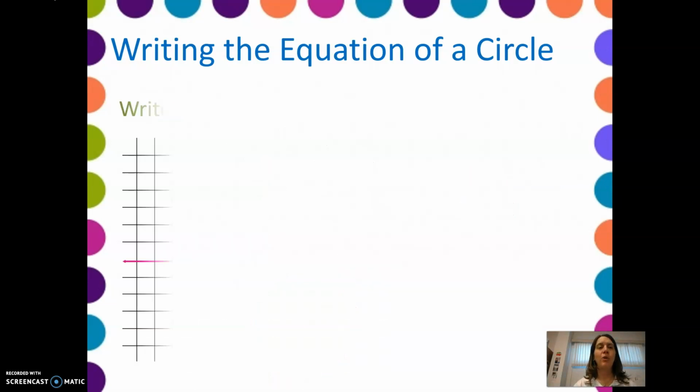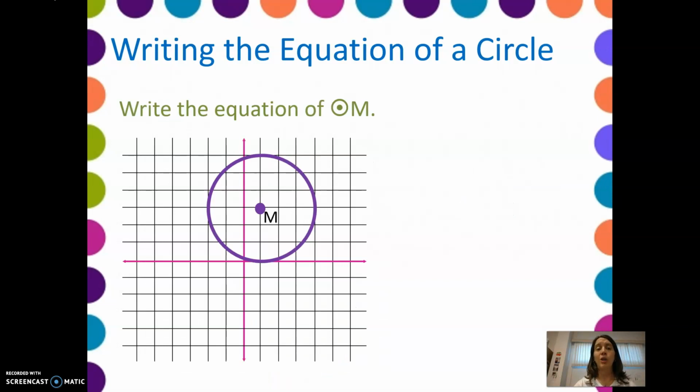Now I'm going to give you the graph, and let's see if we can correctly write the equation together. Notice in my equation, it was called circle M, and I've labeled the center of our circle at M. Well, in order to write my equation, I know there's two things that are necessary. I need to know what is that center point, and I need to know how far from the center I went to get to the outside of our circle.